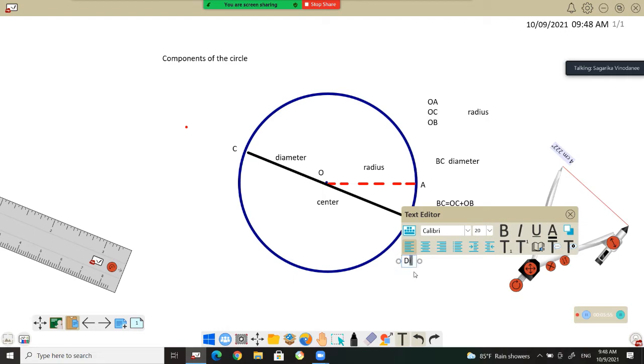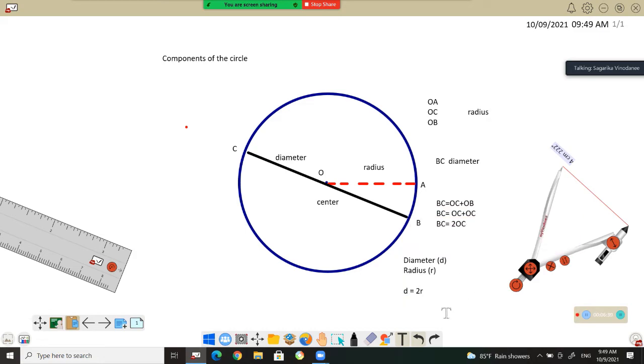Normally, diameter is represented using simple D. D is the length of the diameter. Radius is represented using simple R. Then I can define D equal twice R. What do you mean by twice R? That means twice the radius.